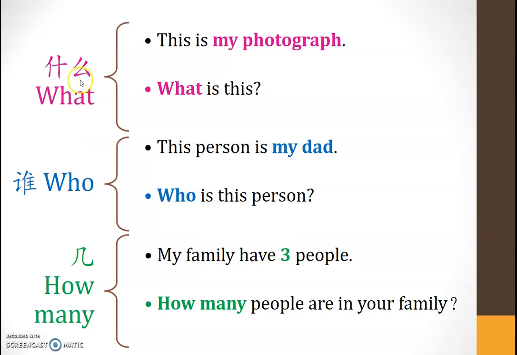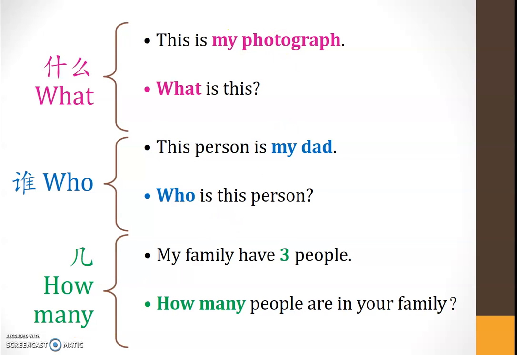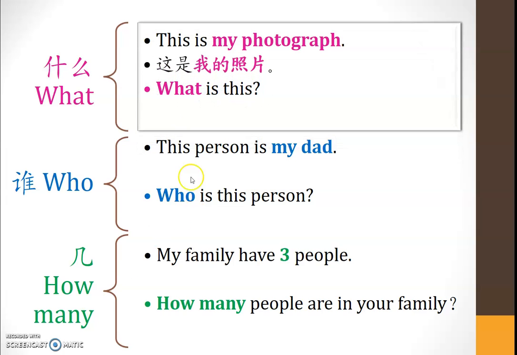So, for example, we are looking at the question word 什么. This is my photograph. This is not a question. This is my photograph is a statement. It's a declarative sentence. And it should be said like this. But if it's, what is this, then you get 这是什么.